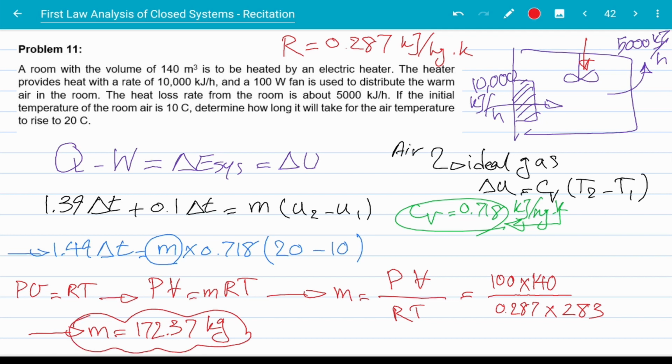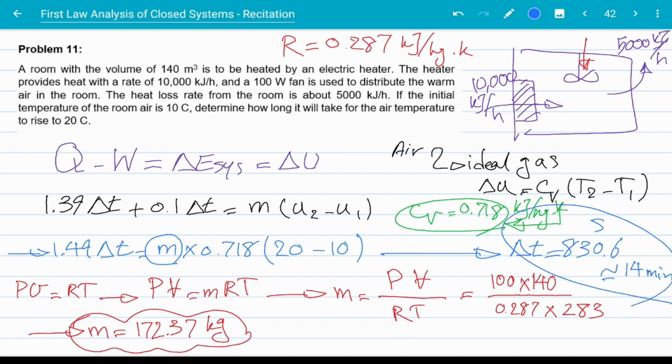So this is the mass. I can plug it into the blue equation to find delta T. So if I do that and solve the equation for delta T, I get delta T is 830.6 seconds, which is about 14 minutes. So with the setup that we have with this heater, it takes about 15 minutes to raise the temperature from 10 degrees to 20 degrees Celsius inside this room.